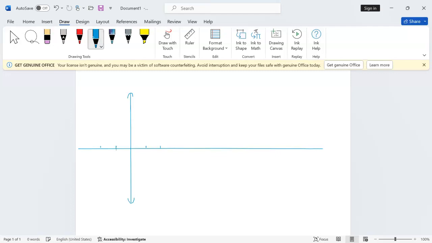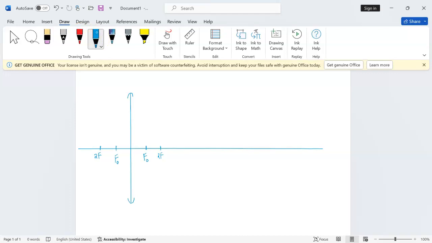So this is going to be F. This is going to be C, or twice F. You're also going to have F and twice F at this point. Now that we are going to have two lenses, the first lens we have said will be called the objective lens. So its F will be denoted F0 to mean the principal focus of the objective lens.